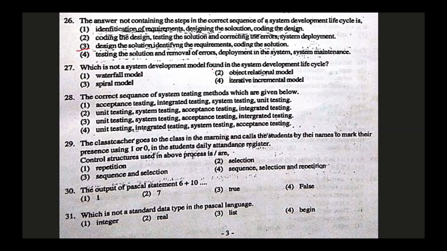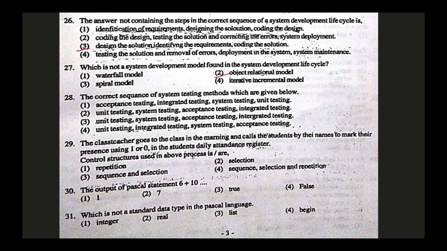Question 27, which is not a system development model found in the system development life cycle. Yes, there are 4 models: waterfall model, iterative incremental model, spiral model and the prototyping model. Here there is no prototyping. Object relational model, there is no such model, so this is the answer for that.